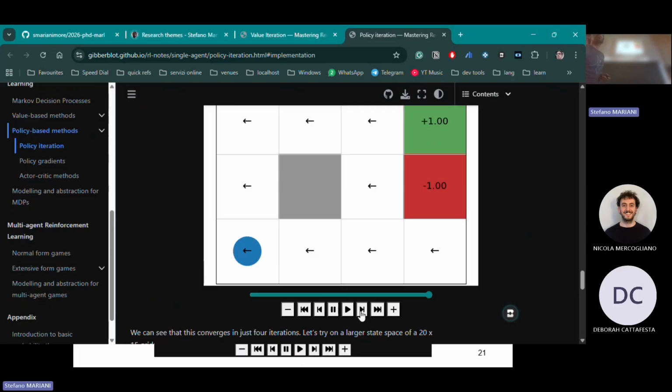Then left, then up, then right. Now it starts. Let's see. You can see that not every time everything changes. Here we don't know exactly what's going on behind the scenes, but behind the scenes we are evaluating every single state and what is the best action in that specific state.